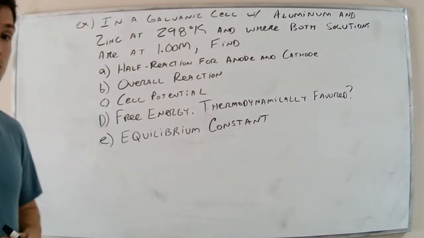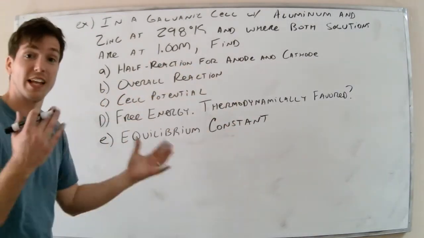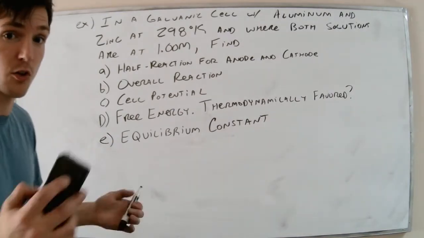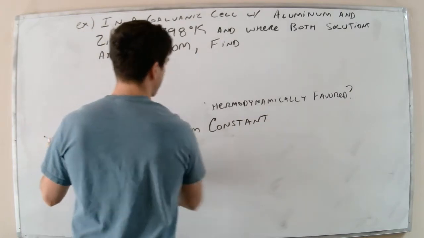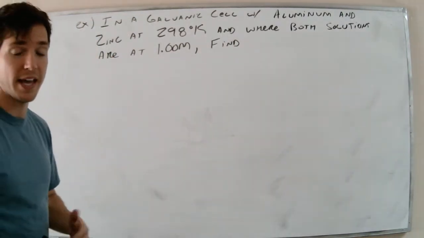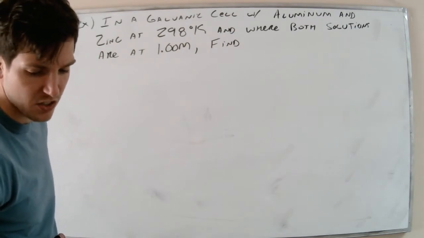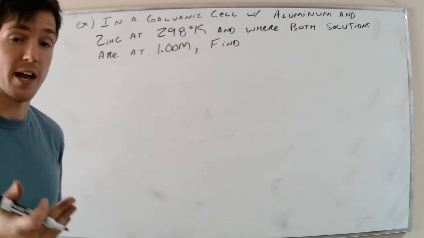Okay? So write all of this down, and I'm going to go ahead and erase these so that I have some room to work. So first of all, let's find the half reaction for the anode and the cathode. Well, let's see. We're dealing with aluminum and we're dealing with zinc here. So let's just write down the standard reduction reactions for both of these.